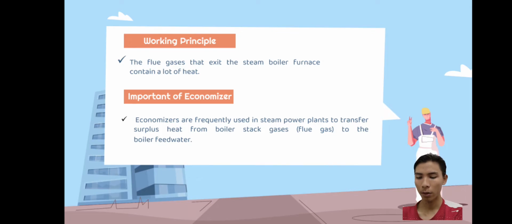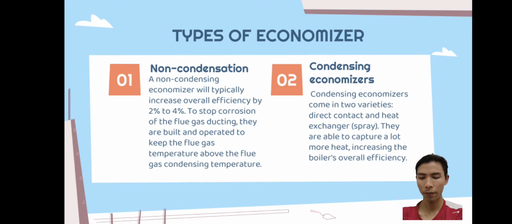Okay, types of economizer. The first one is the non-condensing economizer, which will typically increase overall efficiency. The second one is the condensing economizer. Condensing economizers come in two variants: direct contact and heat exchangers. They are able to capture a lot more heat, increasing the boiler's overall efficiency. Both of these make sure the boiler heat is used very efficiently, so there is not a lot of energy consumed.